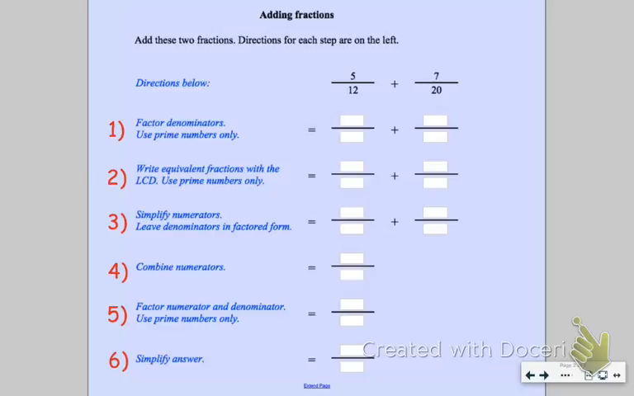I'm going to be using the example fractions of 5/12 plus 7/20, and you can see over on the left hand side I went ahead and numbered each step just so that on future slides you don't get confused with which step I'm on.